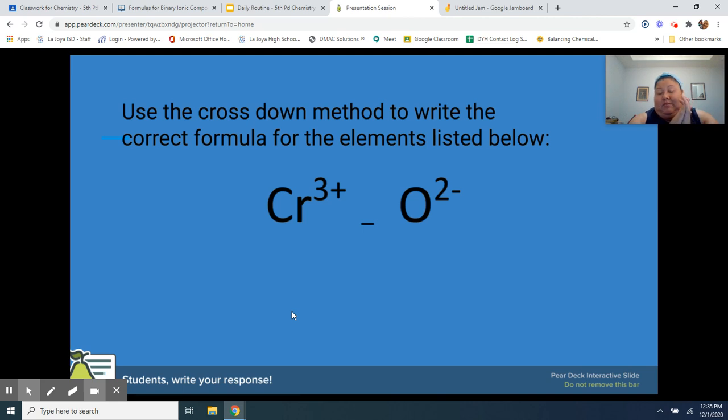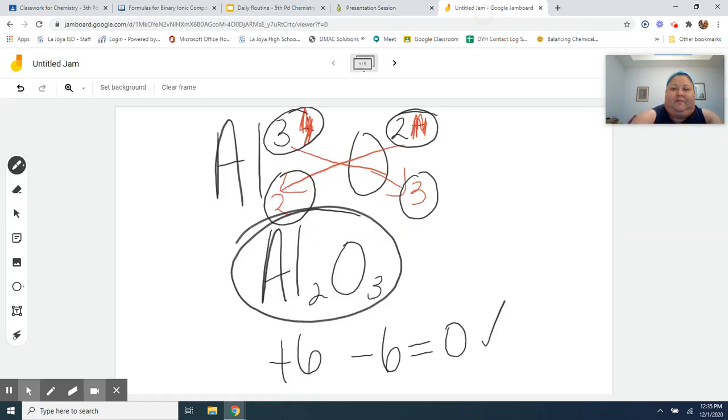Should I see a plus and a minus, Oscar? Use the symbols. Put the symbols in there. I don't know for which one you're telling me the 2 and the 3 belong to. It should be CR, a number, O, and then another number. Remember, do not use that plus and minus. They go away. Once you cross them down, they go away.